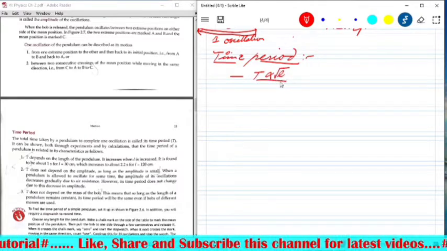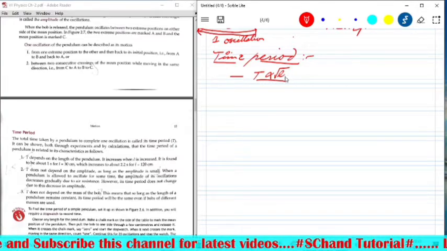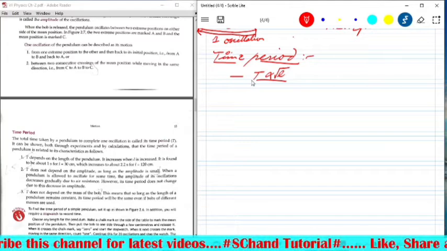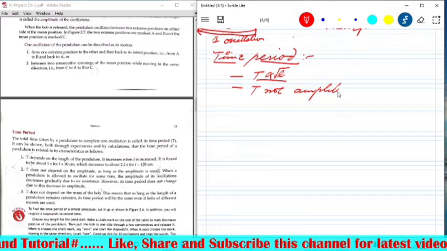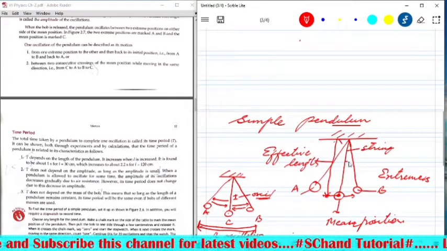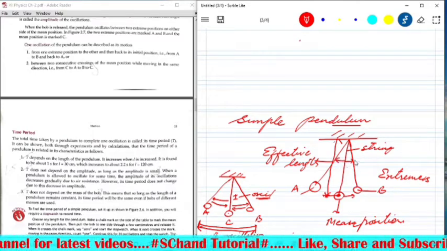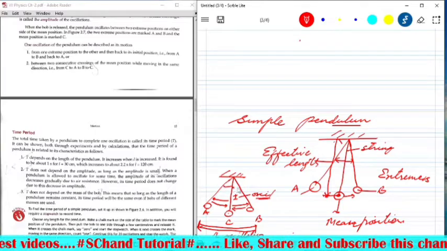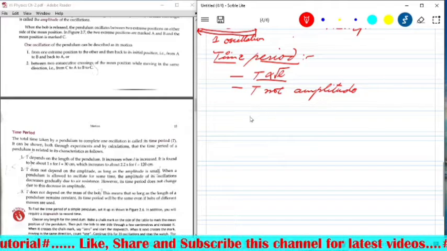If the length increases, the time period will also increase. The time period does not depend upon amplitude, right? Amplitude is the distance on either side of the mean position. This distance is called the amplitude of the pendulum. So the time period doesn't depend upon the amplitude.